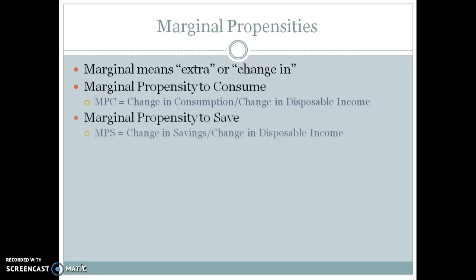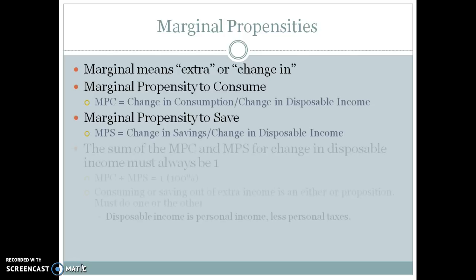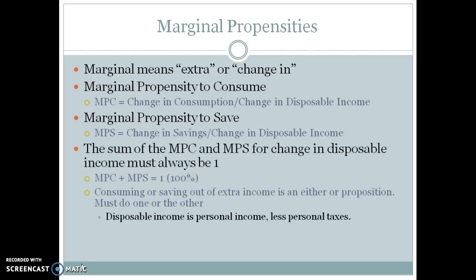The marginal propensity to save is calculated by taking the change in savings within the economy and dividing it by the change in disposable income. Whenever we calculate the MPC and the MPS, the sum of the MPC and the MPS will always equal 1, or 100%. Remember, what you do with your disposable income is an either-or proposition: you can either save it or you can consume it. So we will always have 100% once we add our MPC to our MPS.